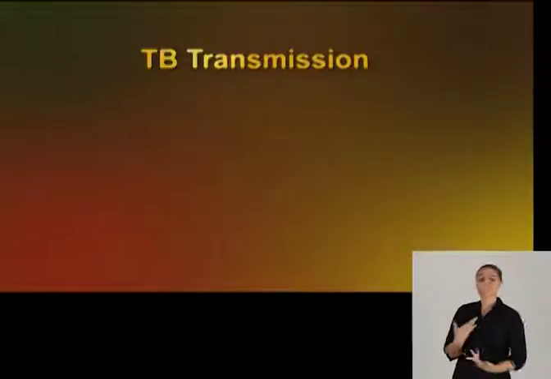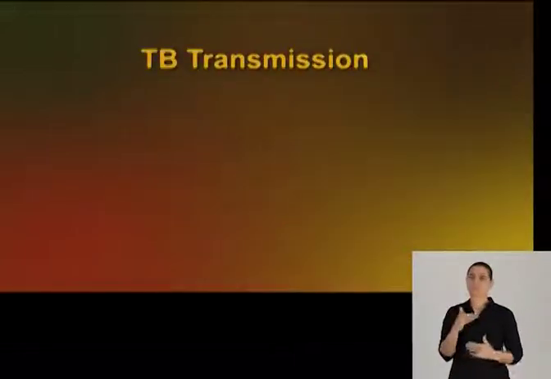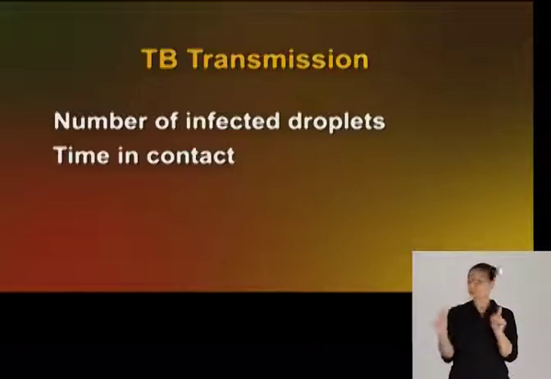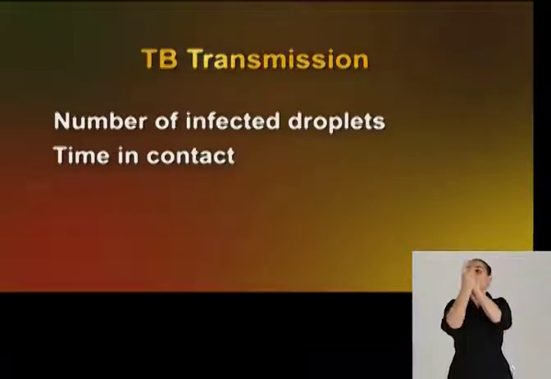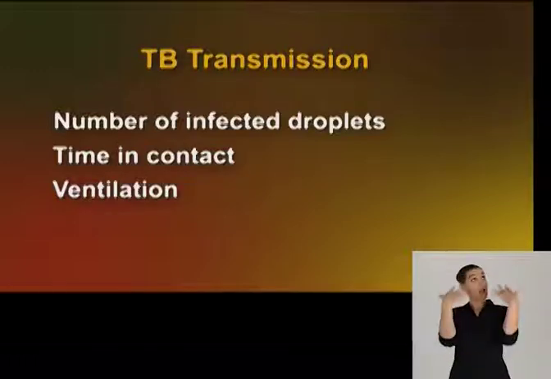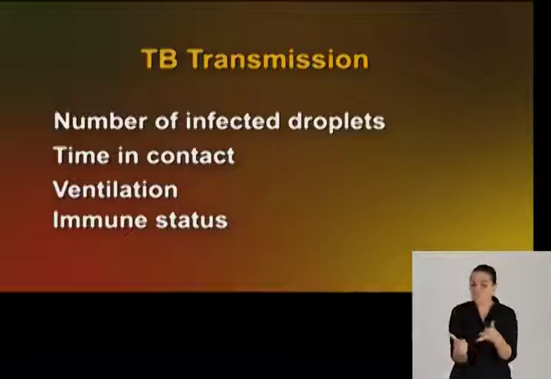There are several factors that can affect the likelihood of TB transmission: the number of infected droplets generated by a person with TB, the amount of time a TB-infected person is in contact with others, the amount of ventilation in the area where the exposure takes place, and the immune status of the person exposed. TB is usually spread by coughing patients who haven't been recognized as having TB and aren't receiving treatment. So, it's up to you to notice coughing patients and get them diagnosed and treated quickly.